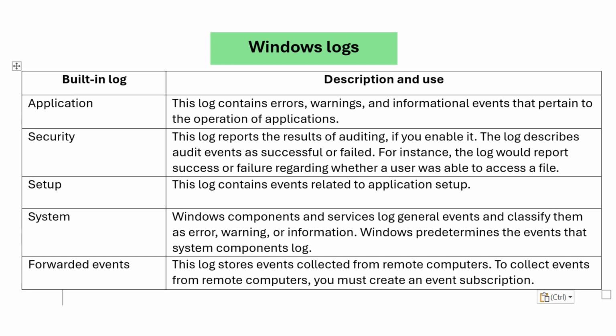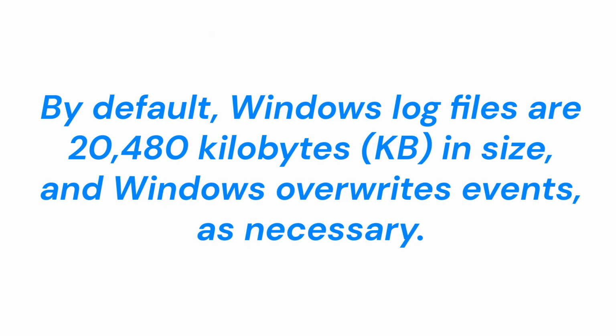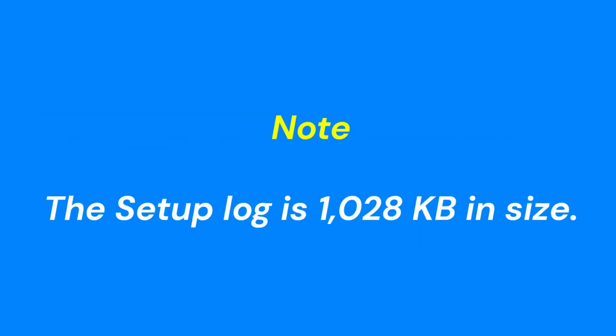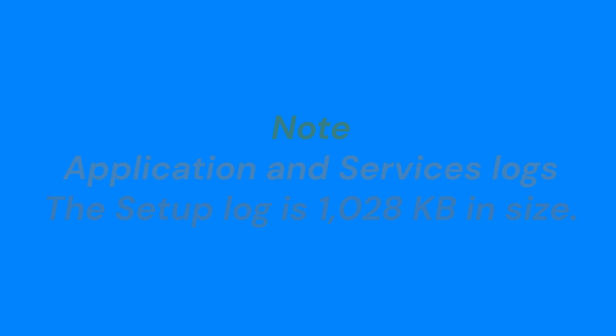Windows predetermines the events that system components log. Forwarded events. This log stores events collected from remote computers. To collect events from remote computers, you must create an event subscription. By default, Windows log files are 20,480 kilobytes (KB) in size, and Windows overwrites events as necessary. Note: the setup log is 1028 KB in size.